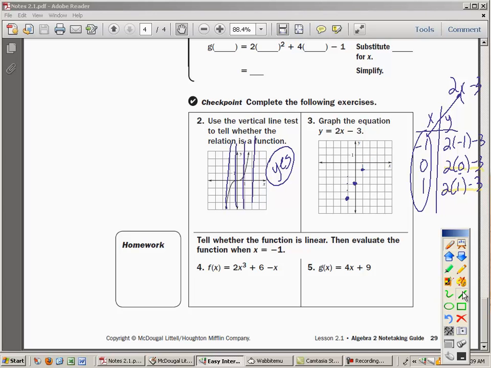And I'm going to use the line feature here that I can do on mine. Obviously, you guys would get a straight edge at that point and do your best at connecting those points to make a straight line. Okay, so there's your graph of that one.